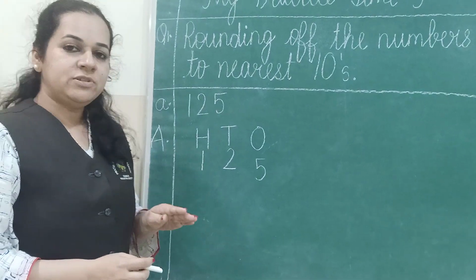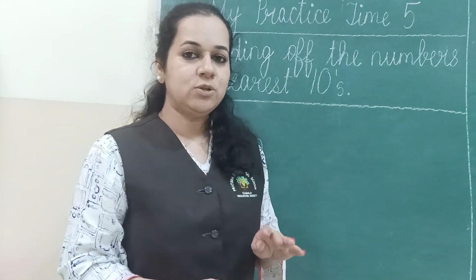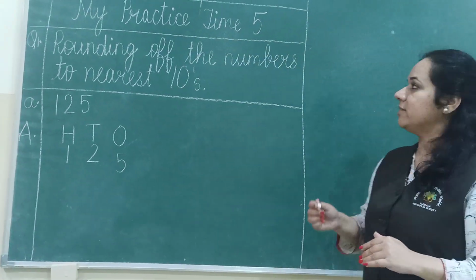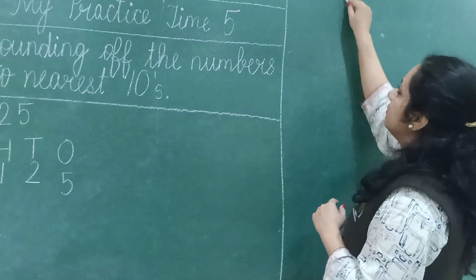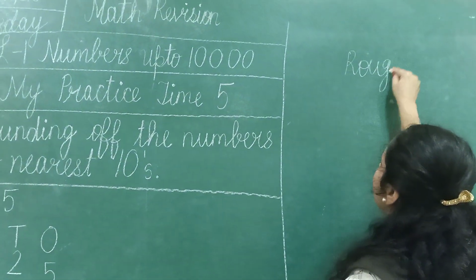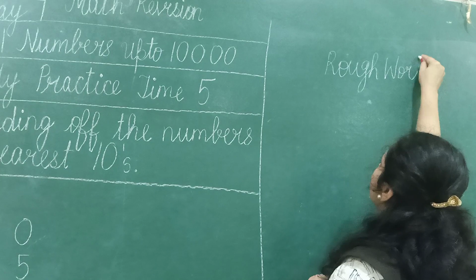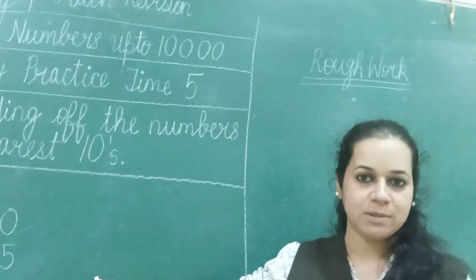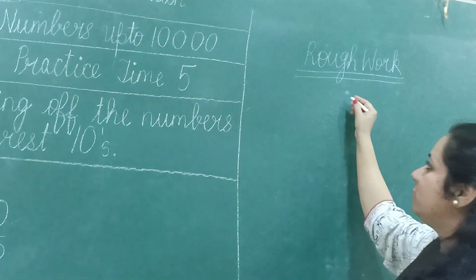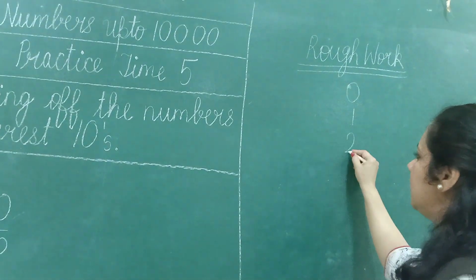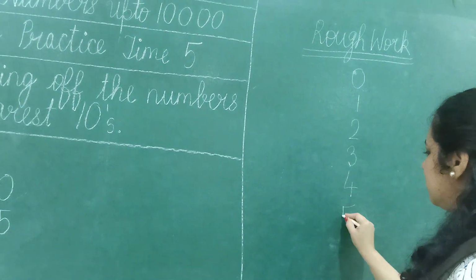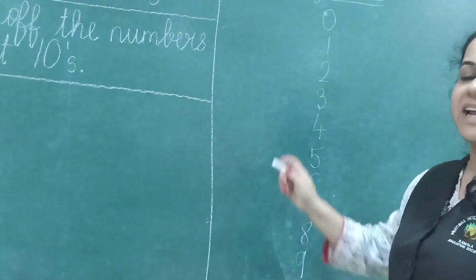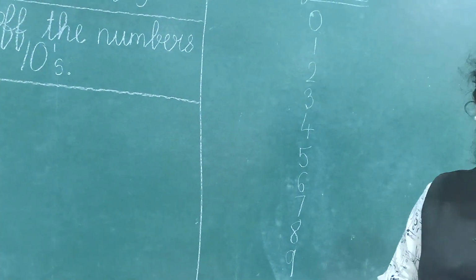Now first we will do the rough work. You will write all the numbers from 0 to 9. This is the rough work. You will do this on a separate paper, not in the fair book. You will write the numbers from 0 to 9 in one line.